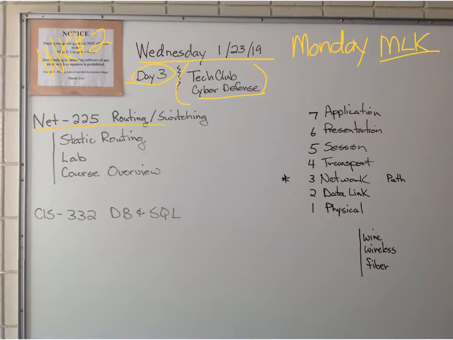This is NET-225, routing and switching. We're currently working on static routing. We did a lab, and we did not get as far as we wanted. We were going to do a course overview with a network, to show everything we're going to be doing in the class. We didn't get that far. Reviewed. The layer we're working at right now is right here.